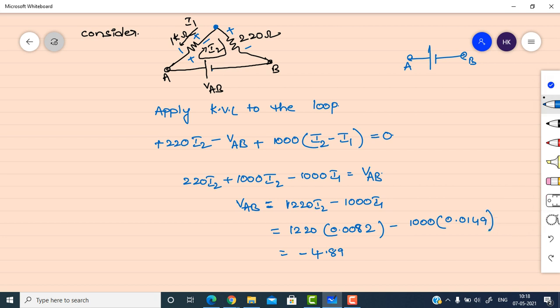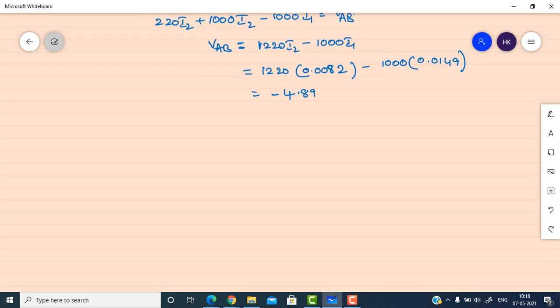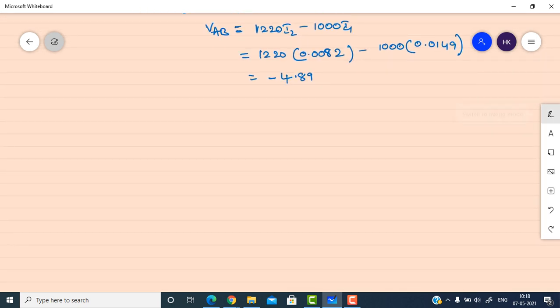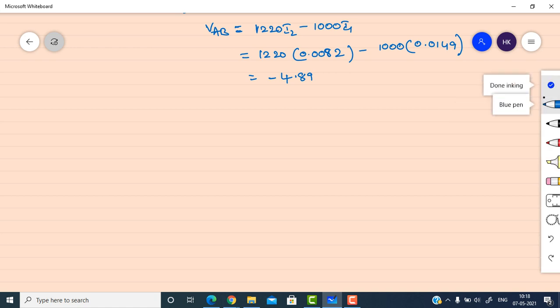So in this problem, we didn't consider direction anywhere, right? So whatever the direction you had taken, that is wrong. So VAB value is 4.89. So you can neglect that minus sign. Open circuit voltage or VAB is 4.89 volts.